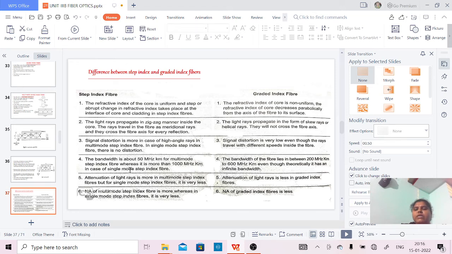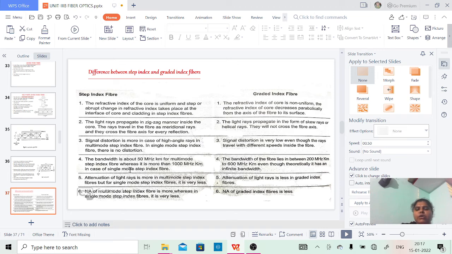For graded index fiber, the bandwidth lies between 200 to 600 megahertz per kilometer. For single mode step index fiber, theoretically it has an infinite bandwidth. We already discussed bandwidth and frequencies. Attenuation of light rays is more in multimode step index fibers, but for single mode step index fibers it is very low. Attenuation of light rays is less in graded index fibers.